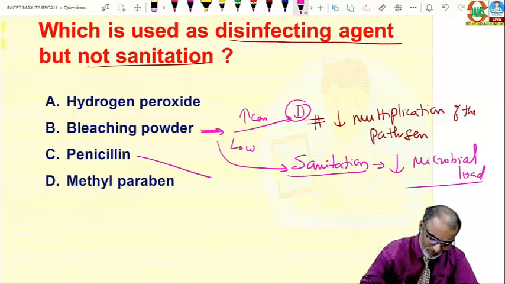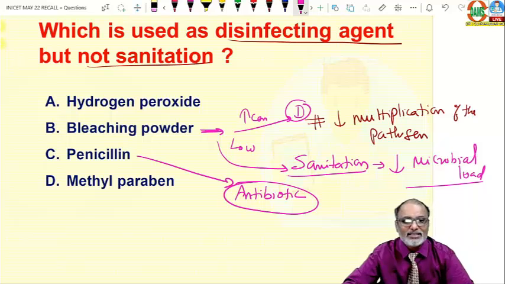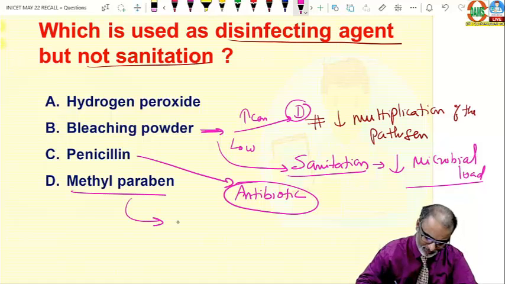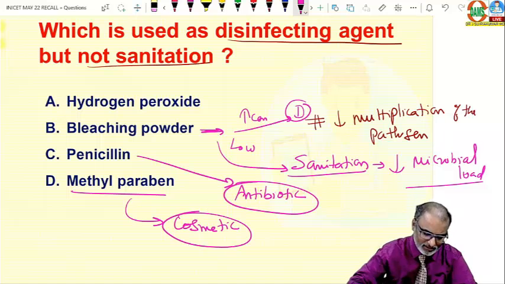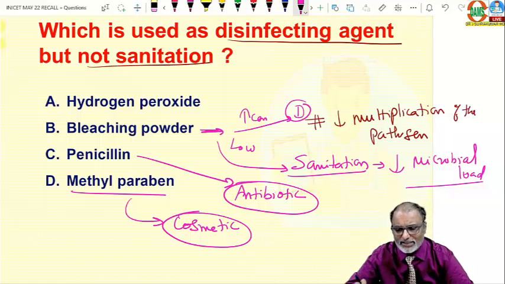Penicillin is an antibiotic. We cannot call it a disinfecting agent or sanitizing agent. Methylparaben is a cosmetic. It is a sanitizing agent. It may reduce a little bit. It is available in cosmetics to reduce the bacterial load, not fully.